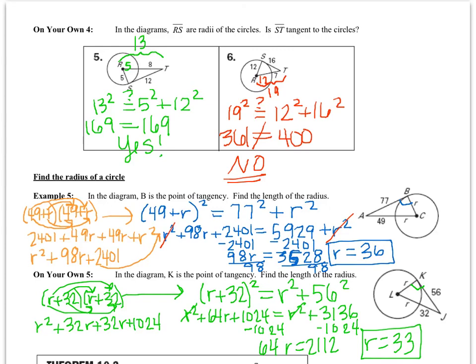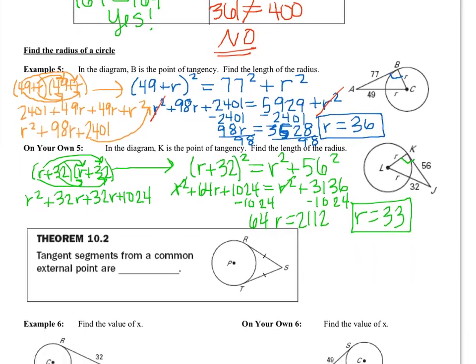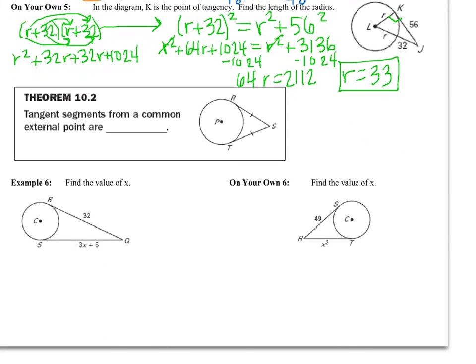Let's look at Theorem 10.2 now. Okay, so here is Theorem 10.2. It says tangent segments from a common external point are congruent. So if we have two segments that are tangent to the same circle, and they're both coming from a common external point, then we know those two segments are going to be congruent to each other. So this makes it really easy to set up some problems.